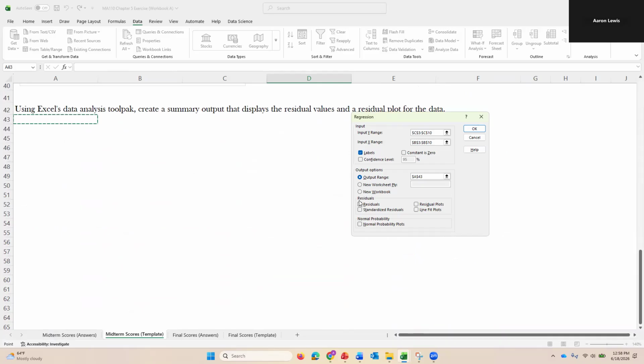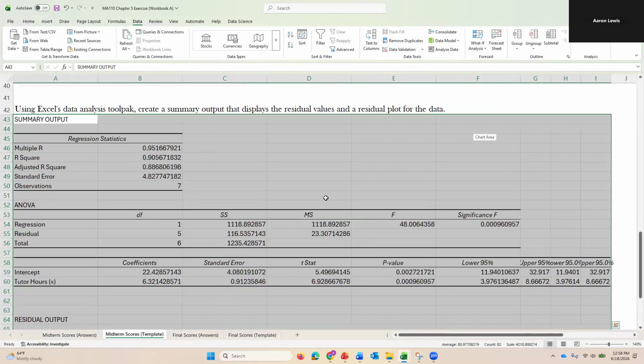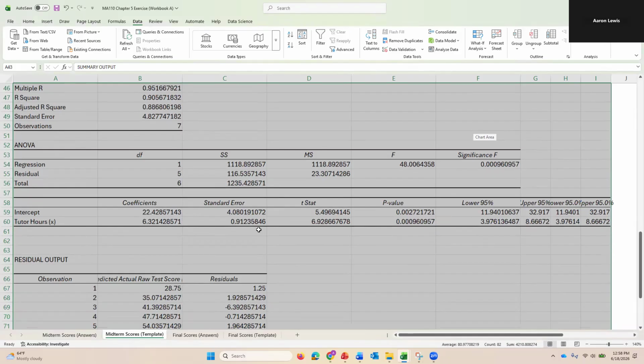This is the most important thing. Down here, there's a section that says Residuals. And what I can do is I can click on Residuals, I can click on Residual Plots, and I can hit OK. And when I do that, all of the steps that we went through, Excel just calculated for me.